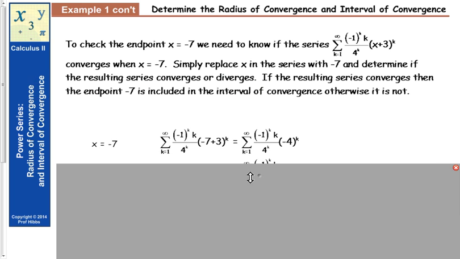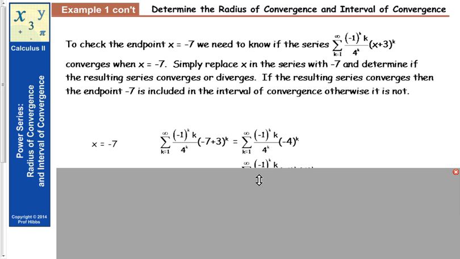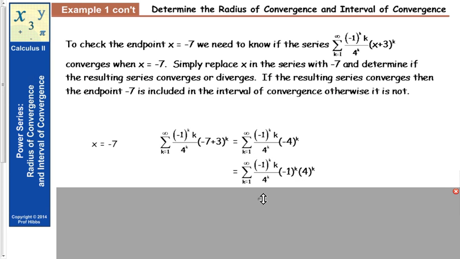So when x is negative 7, all I've done is replace my x with negative 7. And so inside here, I actually have a negative 4. So our series becomes this summation. Now we need to know whether that converges, if that has a finite sum or not. We need to do a little algebra before we get this accomplished.